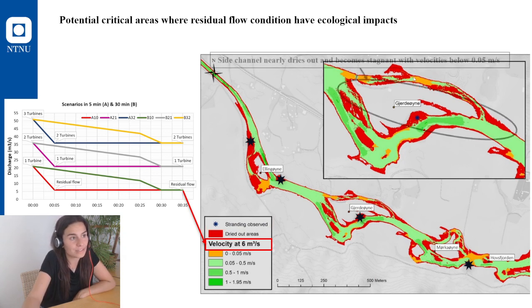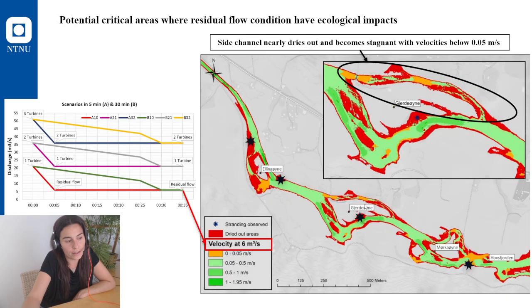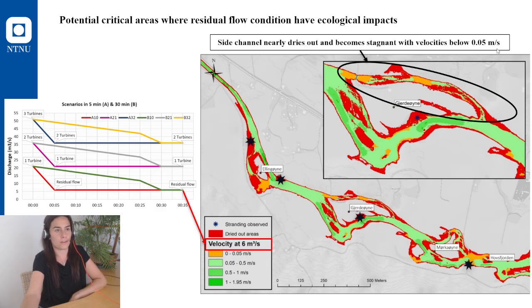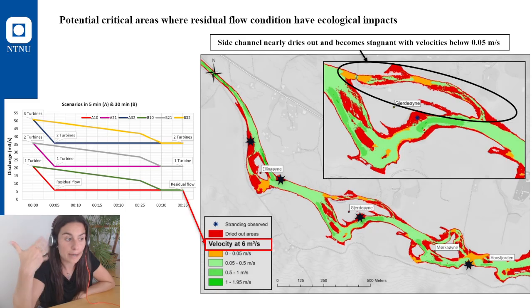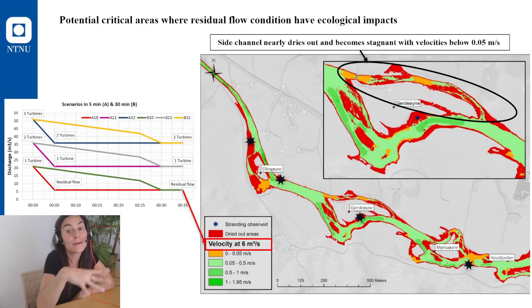And also, if we observe, for example, in Yerdeoine, in this middle island, this side channel nearly dries out and becomes stagnant with velocities below 0.05 meter per second. This model helps us to say this side channel is almost completely dead. If we go to residual flow, this is not going to be a suitable place for fish habitat, even though good gravel bars might have been observed, and it's a place where fish actually come to spawn or to put their eggs.